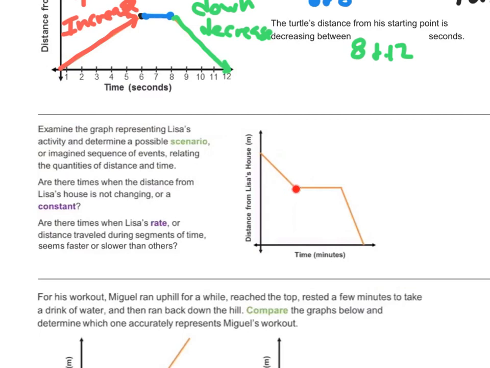And then from here to here, her distance doesn't change. It doesn't go up, it doesn't go down. It just stays constant. So at this point right here, she's not going anywhere. And then all of a sudden at this time, she rushes back to the house, and at this point she's home. So I'm going to label this graph. She's far away from home at this point.